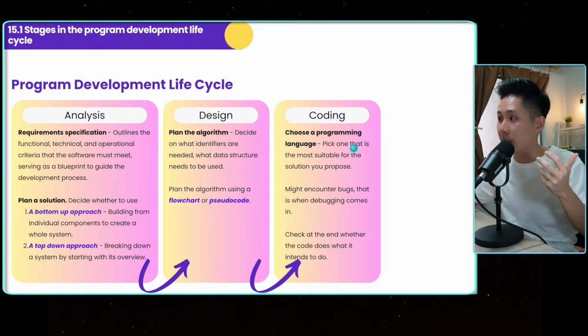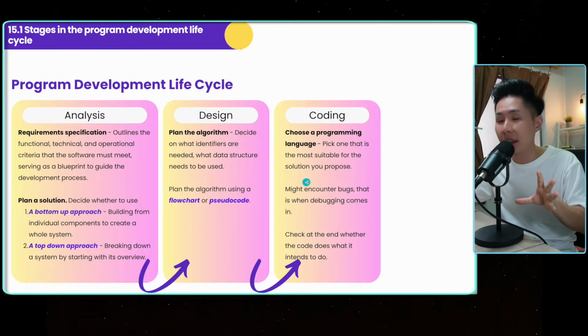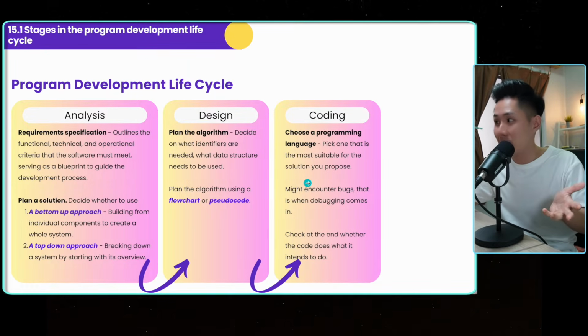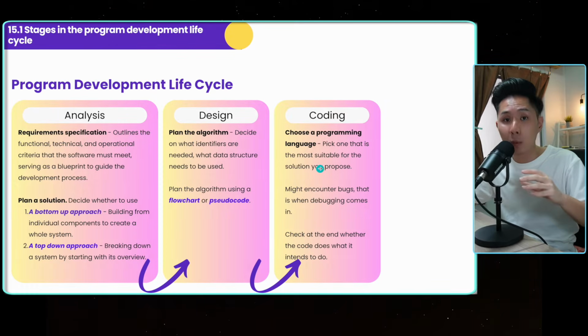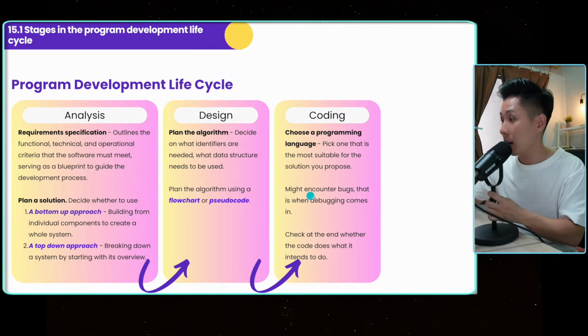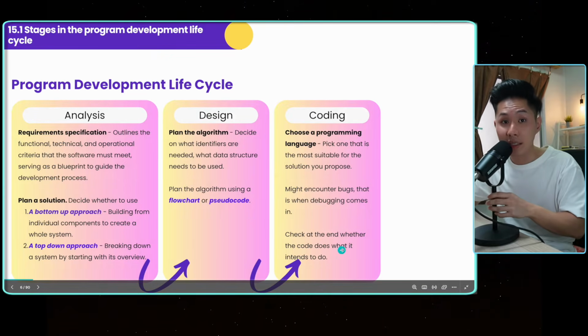Next is when we start coding: choose a programming language. Pick the one that is most suitable for the solution you propose. Like the languages we learn in language lessons, programming languages come in different types, and they do different things. So this is when you pick the most suitable one for your application. You might encounter bugs, but that is when debugging comes in. Check at the end that the code does what it intends to do.